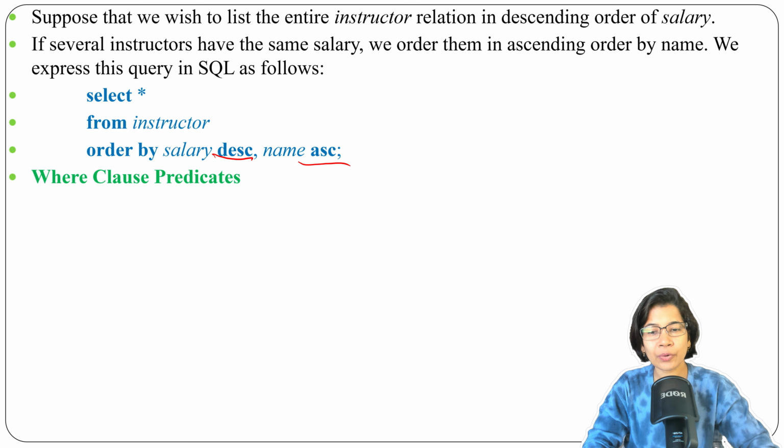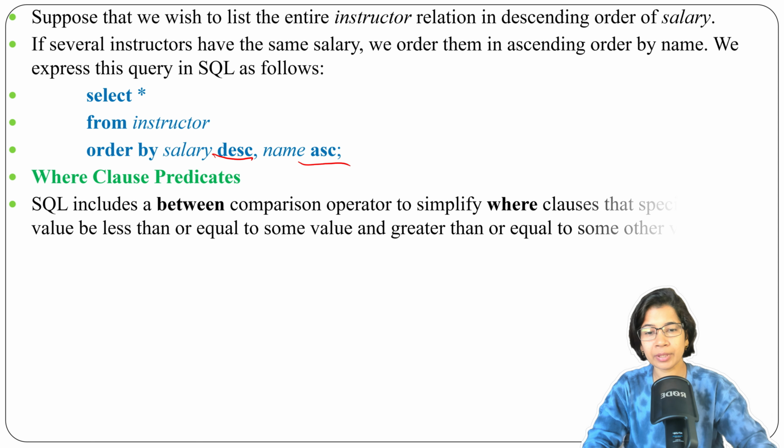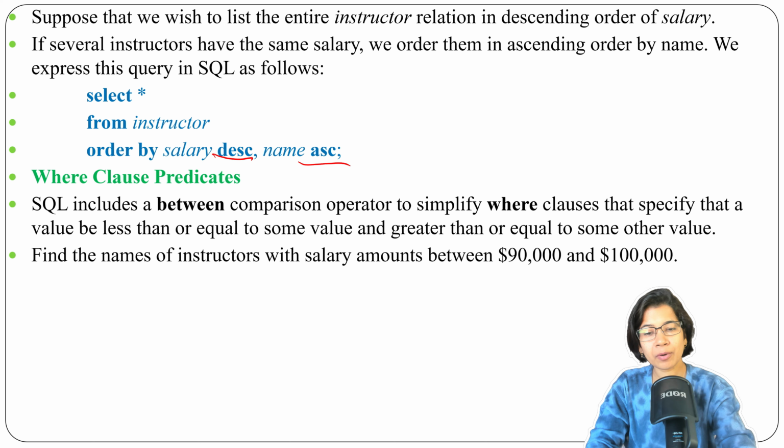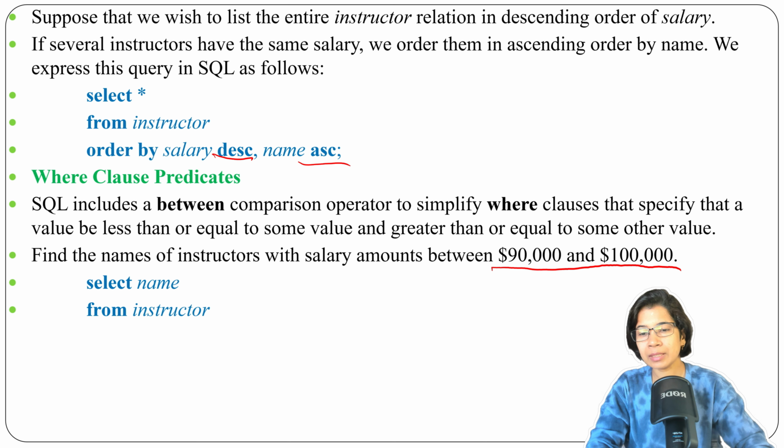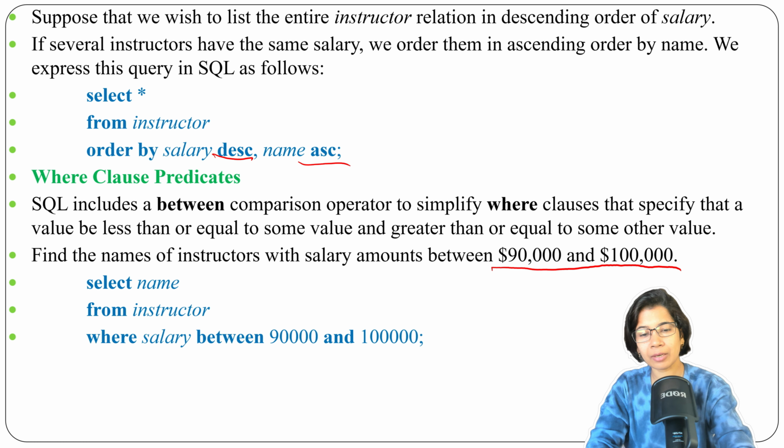Next, I will discuss where clause predicates. Inside where we can write conditions like between, not between. Between will give a range, and whatever data is within that range, it will show. Find the names of instructors with salary between 90,000 and 1 lakh. That we can write as select name from instructor where salary between 90,000 and 1 lakh. So salary should be greater than or equal to 90,000 and less than or equal to 1 lakh.